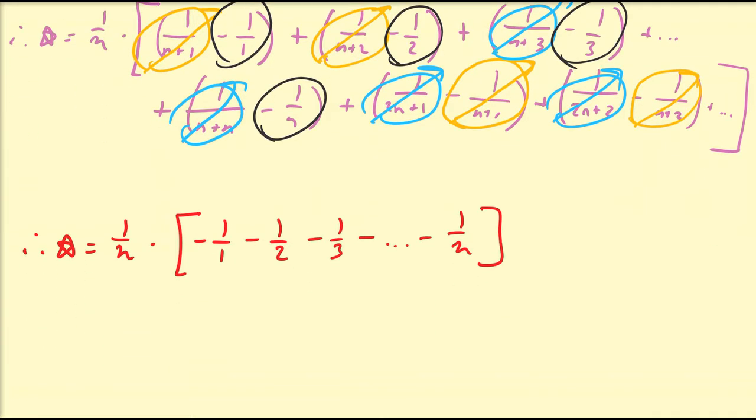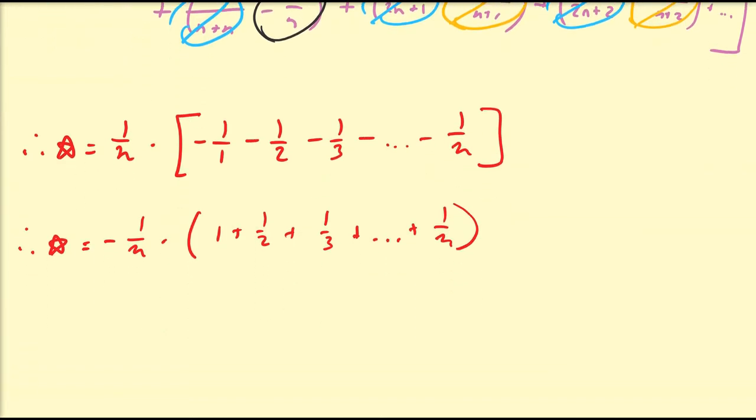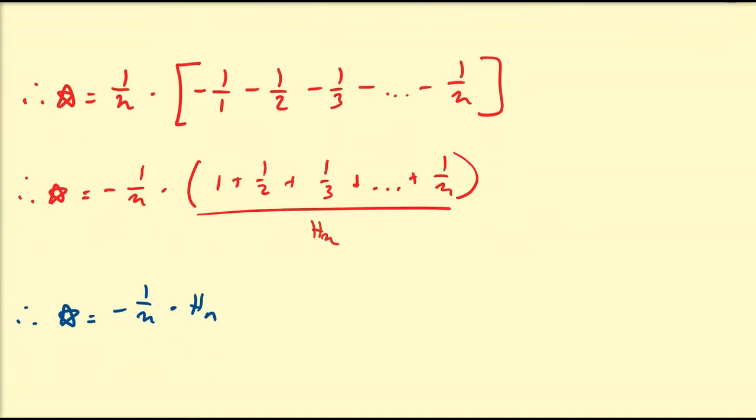So all these fractions are negative, so I can factor out a negative sign. So I have star is going to be equal to negative 1 over n times 1 plus 1/2 plus 1/3 plus all the way down to 1 over n. And what do we have here? So this is the nth harmonic number, which most of the time we abbreviate by H sub n. So then we get our result that star is equal to negative 1 over n times the nth harmonic number.